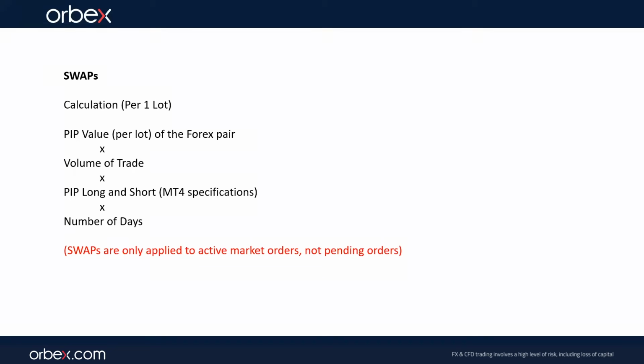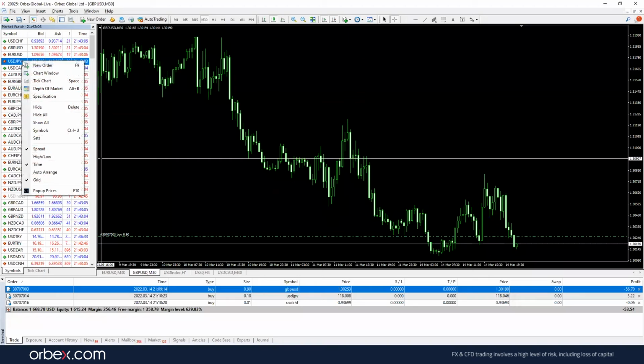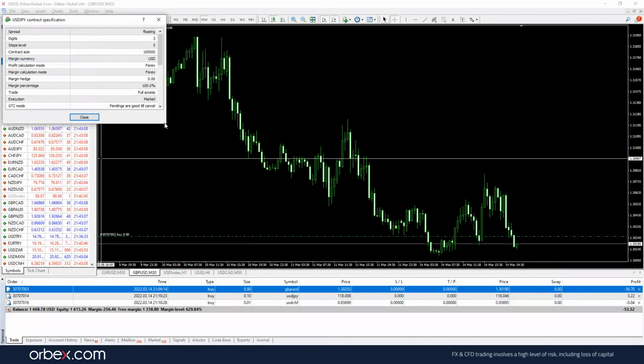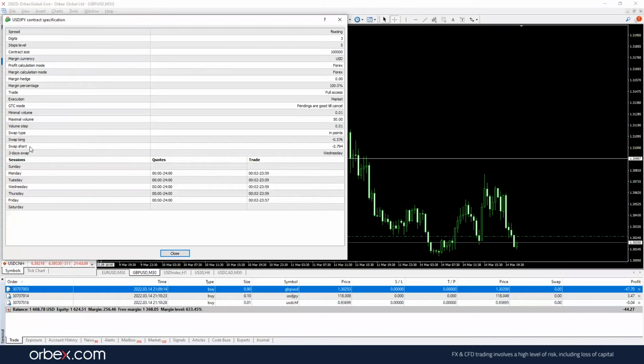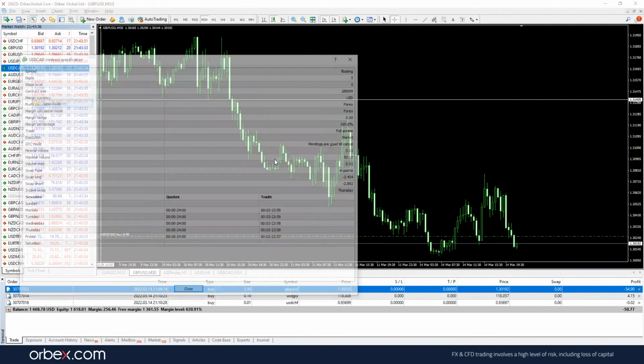So if we go back to our MT4 platform, you go on to right click on any pair, specification, let's just open that up a little bit more, and the swap values are here. So swap long minus 0.576 and swap short is minus 2.74. Bearing in mind this is in points, so the actual pip amount would be 0.05 and 0.27. And just bear in mind that it's important to note that some swaps can be actually in a positive.